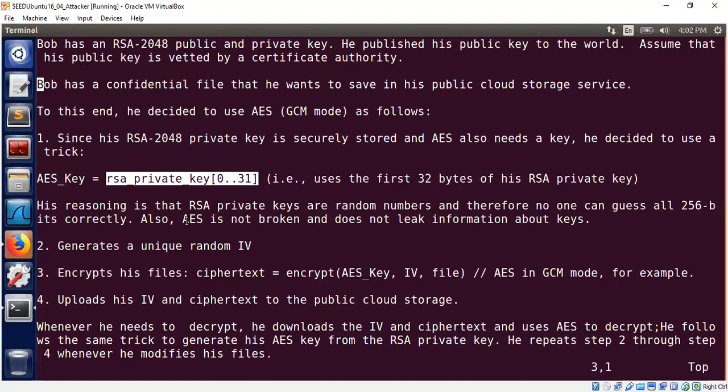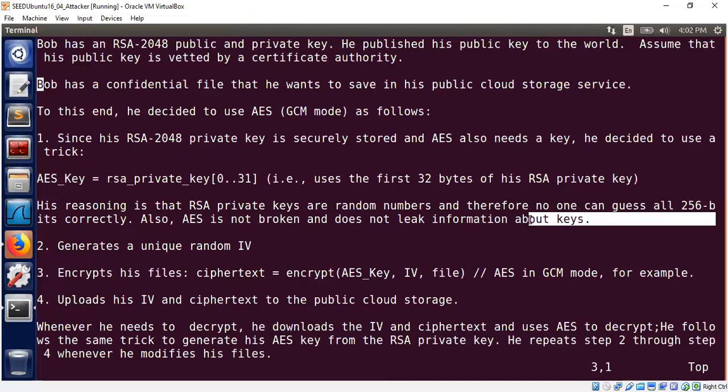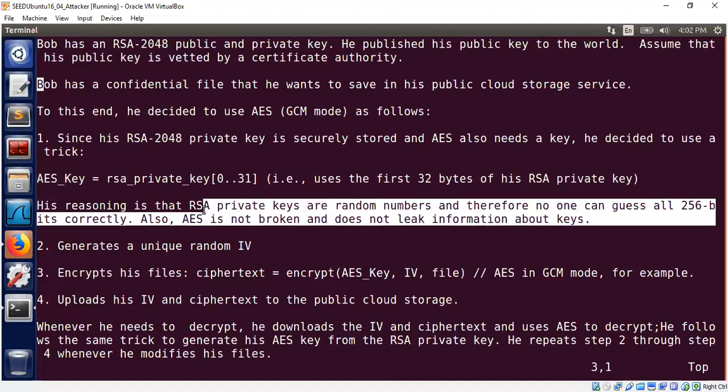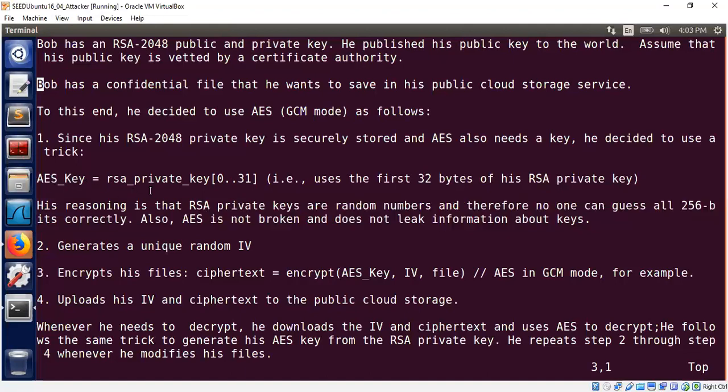So he is trying to use AES with a 256 bit key size, which is also great, because we know that AES is also not broken and doesn't leak information about the keys. So he thought instead of generating another AES key, he would just take the first 256 bits of the RSA private key to derive the AES key. I think his reasoning is reasonably okay. There is nothing completely off because we assume the AES works good, RSA works good. There is no problem, right?